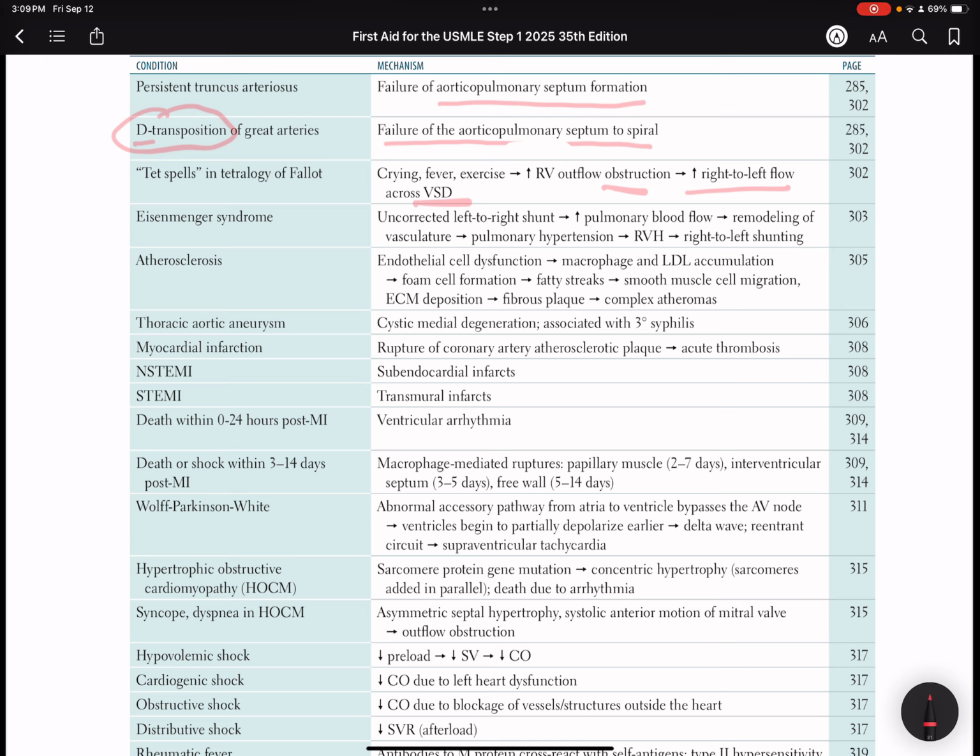Next is Eisenmenger syndrome. Eisenmenger is an uncorrected left to right shunt, increasing pulmonary blood flow. Increased pulmonary blood flow will cause remodeling of vasculature. This will cause pulmonary hypertension and right ventricular hypertrophy, eventually leading to right to left shunt.